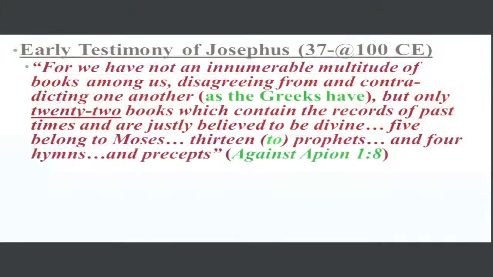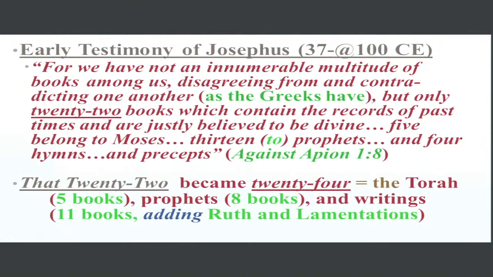For we have not an innumerable multitude of books among us, disagreeing from and contradicting one another, as the Greeks have. I don't know what all he's referencing there, but Greek material, but only 22 books which contain the records of the past times and are justly believed to be divine. 5 books belong to Moses, so the Torah, Genesis, Exodus, Leviticus, Numbers, Deuteronomy. 13 from the prophets, and 4 hymns, or the writings, in other words, and precepts. Okay?